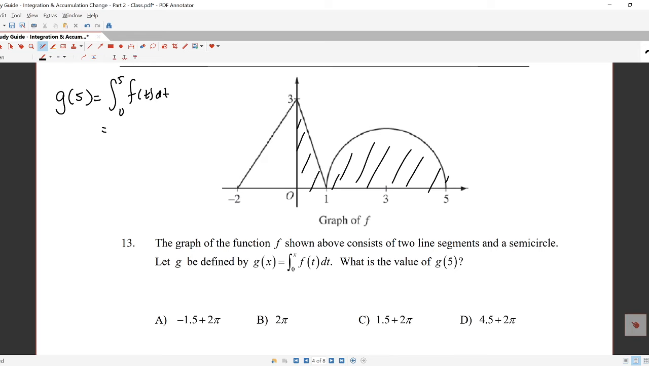So that's going to be the area of this triangle. So 1/2 base is 1, height is 3, plus the area of a semicircle. So pi times r squared, the radius is going to be 2. So 1/2 times 1 times 3 is 1.5. 2 squared is 4, divided by 2 is 2. We get the 2 pi. So 1.5 plus 2 pi.